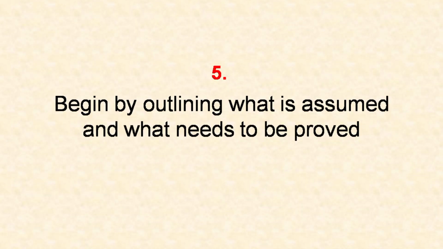Point number 5, begin by outlining what is assumed and what needs to be proved. If you have seen my first video in real analysis, I have given an example which is called the sandwich method. What is a sandwich, right? There is a bread on the top, there is a bread at the end, and in between there is some stuffing, right? Either you have chicken, you have veg, capsicum, etc.